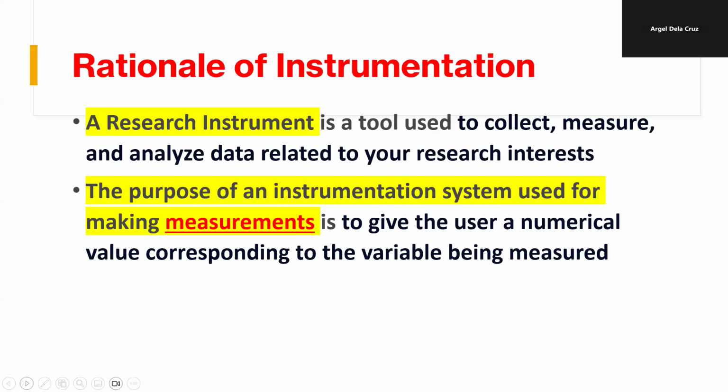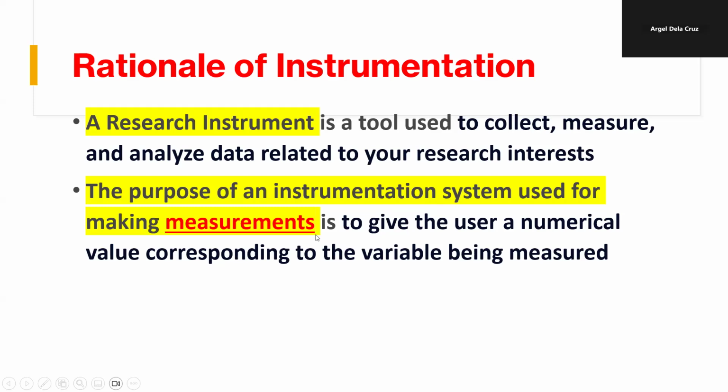Rationale. So the main purpose why we have instrumentation goes back to the purpose of the instrument. So a research instrument, again, in our case, it could be a survey, checklist, or other tools that is used for collection, measurement, and analysis of data related to your research interest. In our case, that would be more of collection and measurement. And the data gathered will be used for analysis of our data.